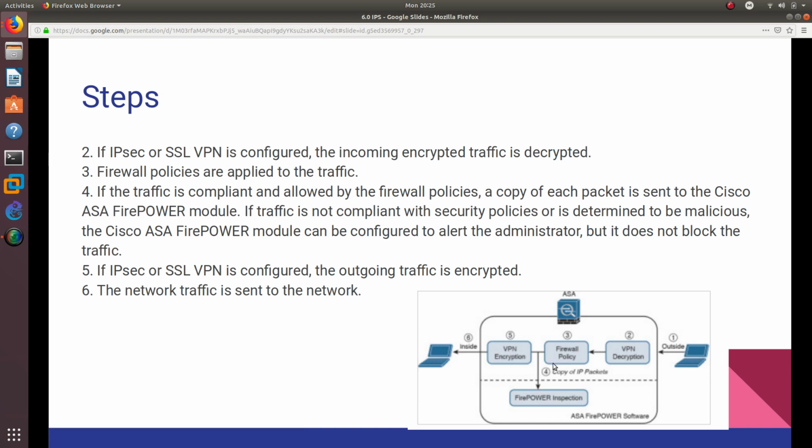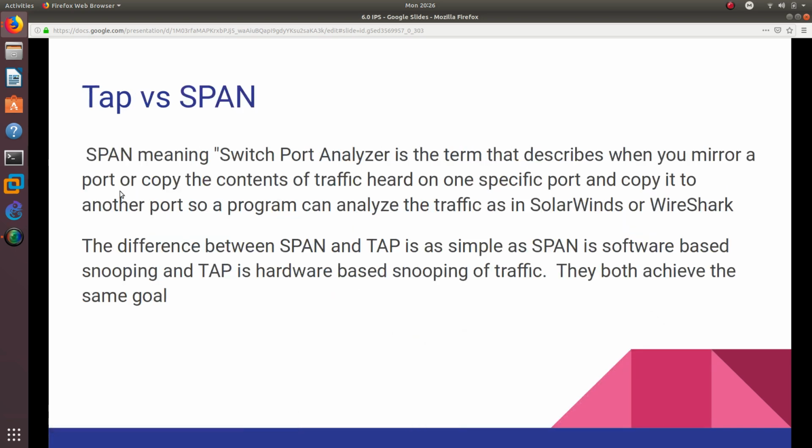For number five, if IPsec or SSL VPN is configured, the outgoing traffic is encrypted. There we go, encryption. The network traffic is sent to the network, and that's the last part. So that's how the inline works. When the ASA gets it to the firewall policy, the policy sends a copy of the IP packets to the firewall inspection, and then it sends it to the VPN encryption if it needs to get encrypted, and then it goes to the inside network.